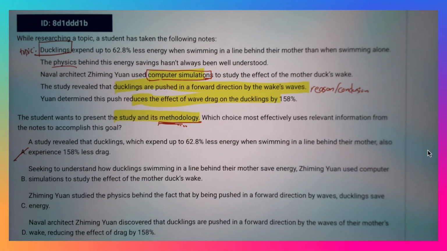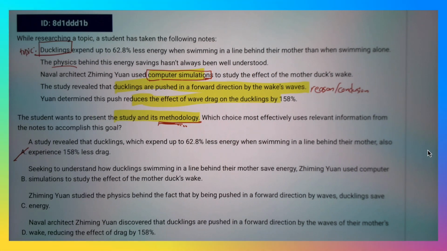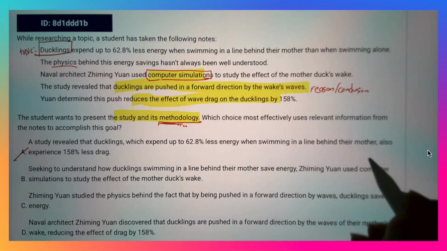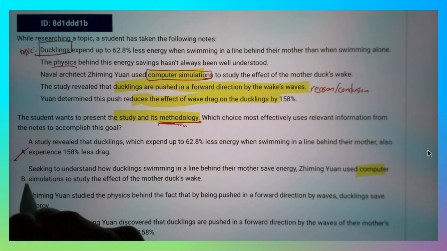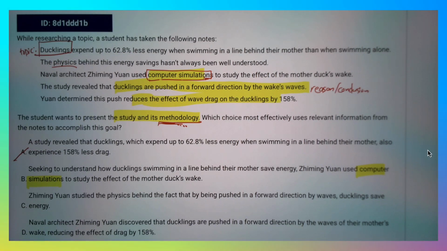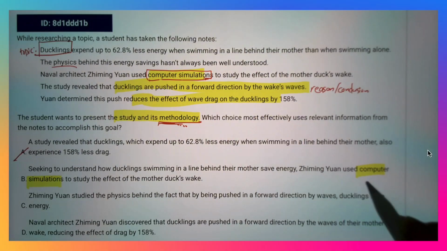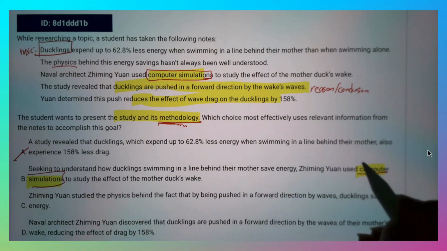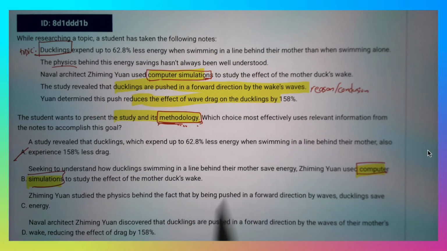B: Seeking to understand how ducklings swimming in a line behind their mother save energy, Zaiming Yuan used computer simulations to study the effect of the mother duck's wake. Yes, that's what I've been waiting for. It mentioned that computer simulation I noted earlier as a methodology. So this is a good one, but just in case better things pop up, let's look at choice C.